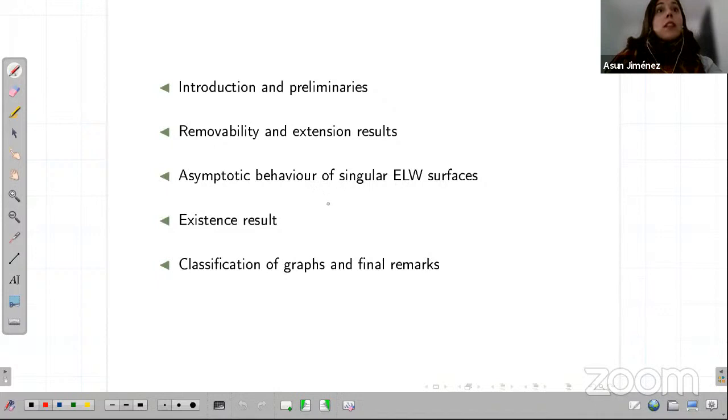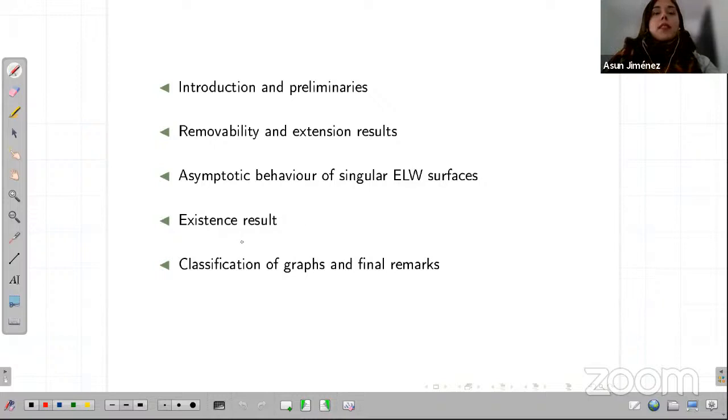And this is briefly the scheme of the talk. I will start by giving a brief introduction about elliptic linear Weingarten surfaces and isolated singularities of some elliptic PDEs. After that, I'm going to present a removability criterion and an extension result for this kind of surfaces. We will study the asymptotic behavior close to a singular point of elliptic linear Weingarten surfaces, in the sense that we are going to analyze the behavior of the Gauss map close to the singularity.